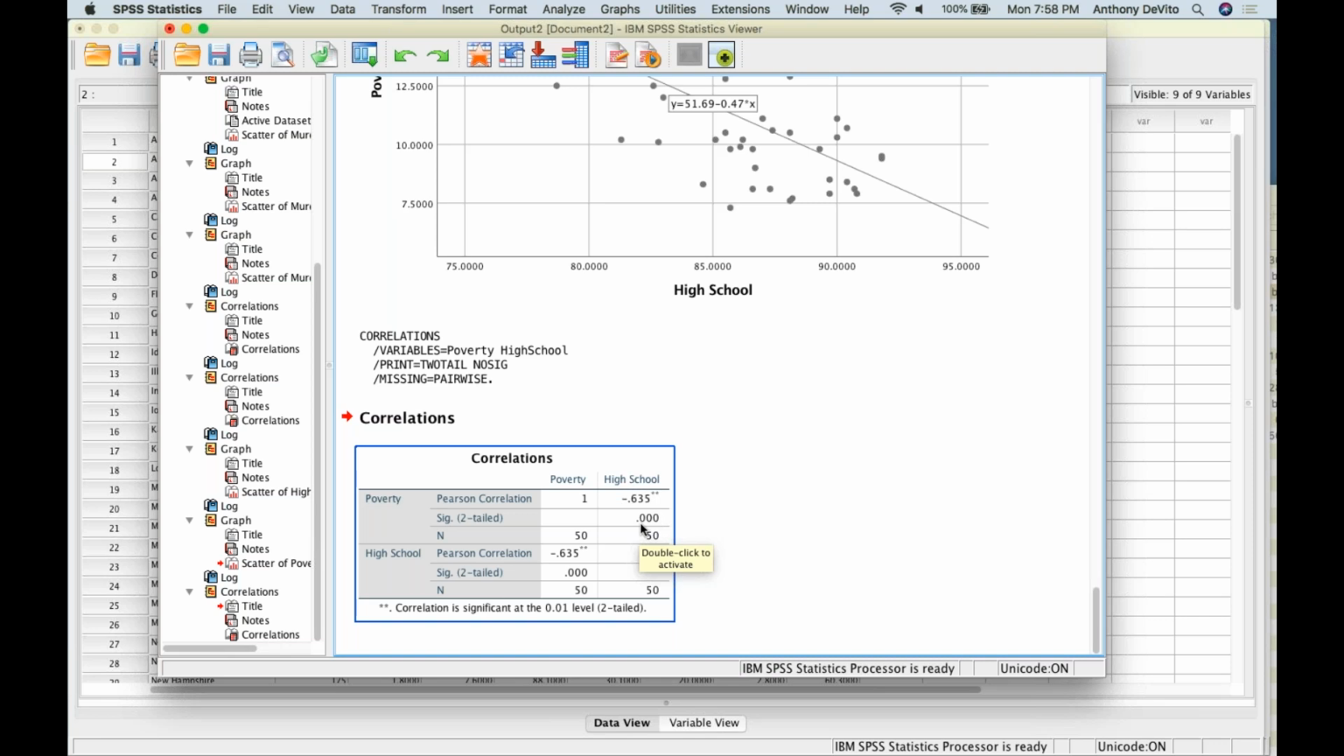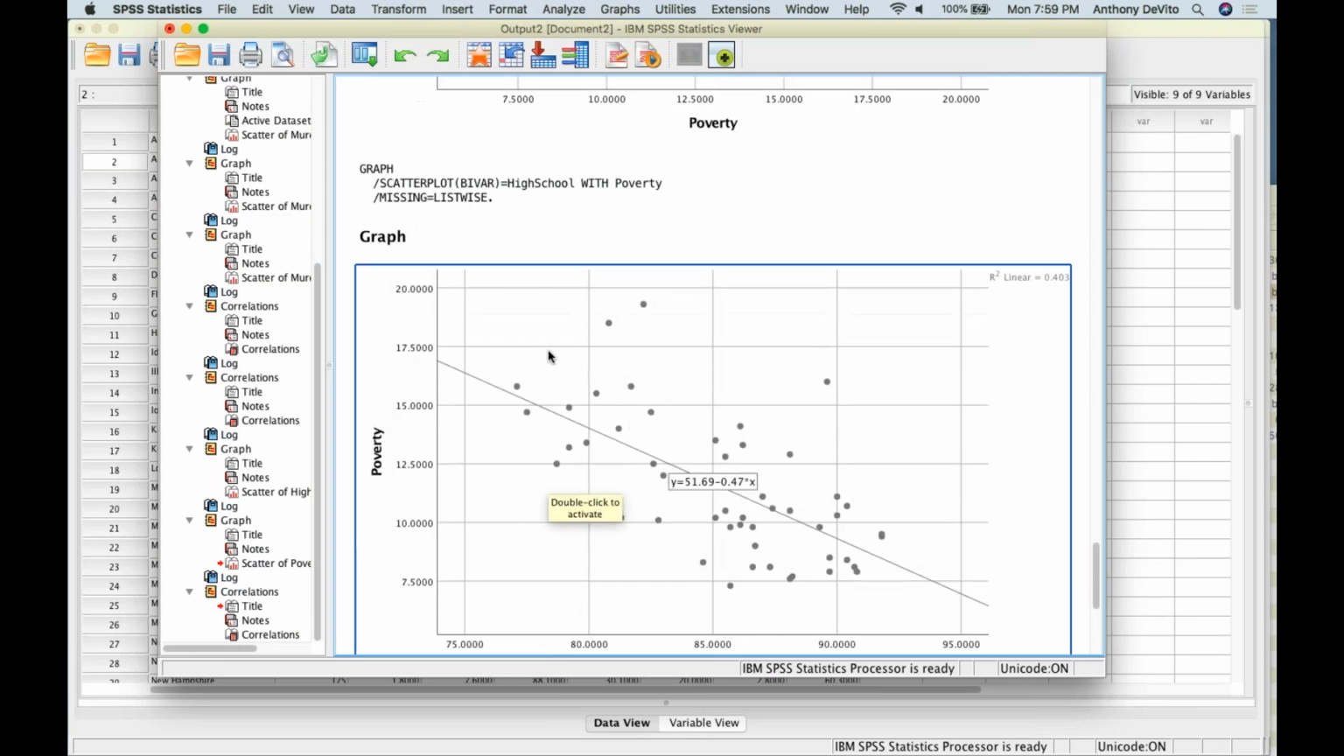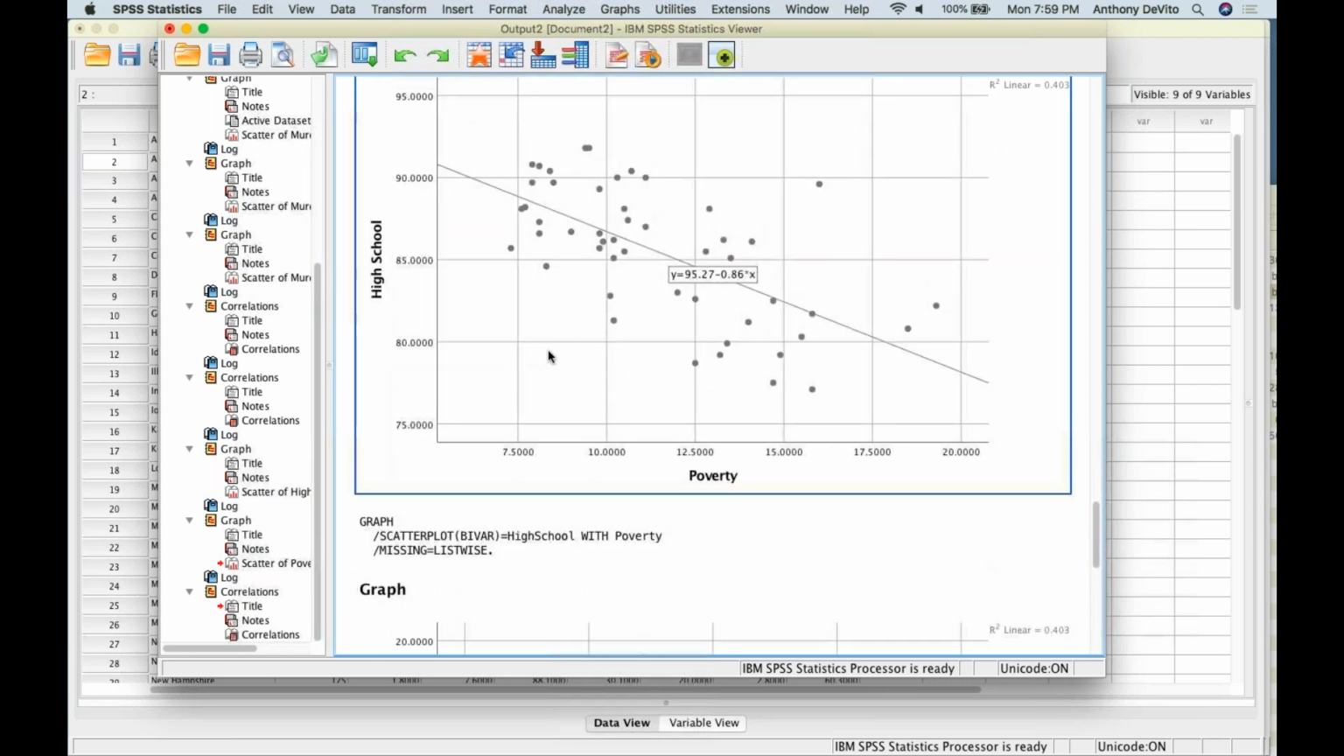And what I wound up with was 0.000, really less than 0.001 chance that we would get this result if the null hypothesis were true. So therefore, again, 0.000 tells me I can reject the null hypothesis and say that there is a correlation between high school graduation rate and the poverty rate in the 50 states when I examine the 50 states. That's correlation. Next time, we're going to get into regression.